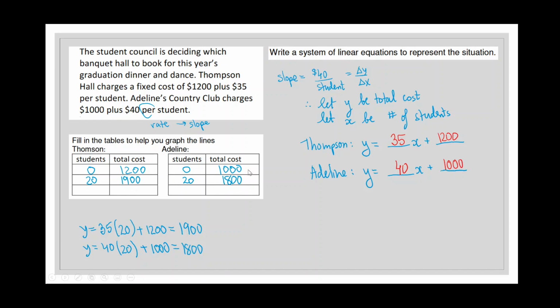Now that we have 2 points per line, we can start to sketch. That's all we need, 2 points to draw a line. There's going to be a problem with this. Let's see what it is.